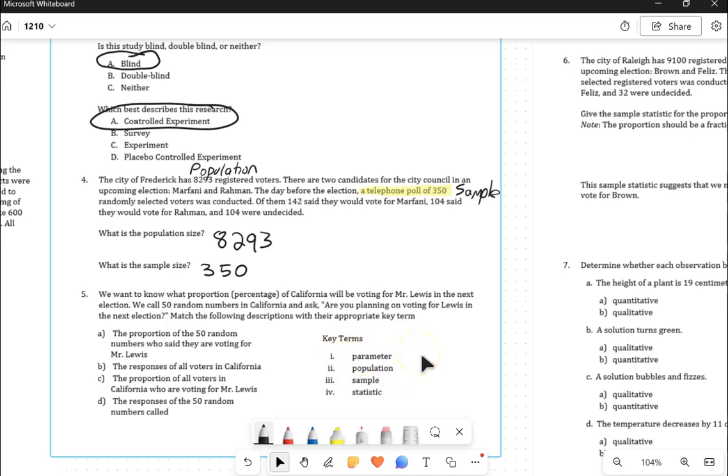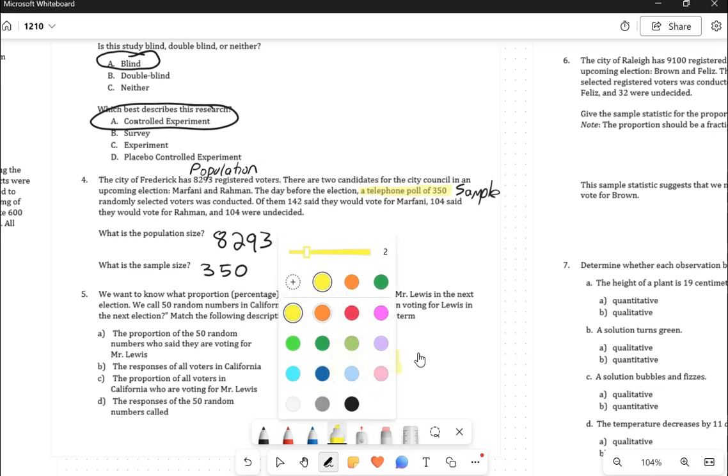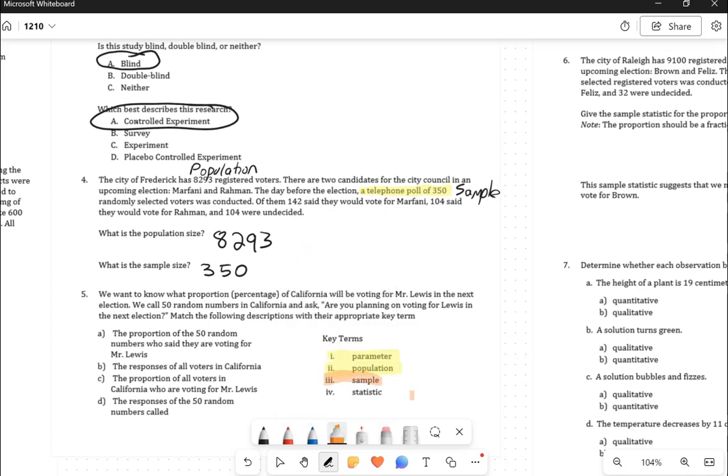Now, population and parameter go together, whereas sample and statistic go together. And this is a nice way to remember it. The P, population and parameter, and the S, sample and statistic, kind of tie these together. So the population is the overall population, and the parameter is what you're studying in the population. The sample is the smaller group, and the statistic is what you're studying of the smaller group.